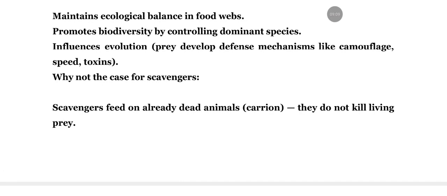And also it influences evolution. Prey develop defense mechanisms like camouflage, speed, or toxins. And why is this not the case for scavengers?